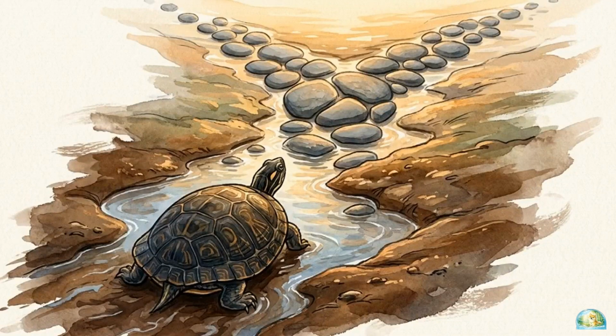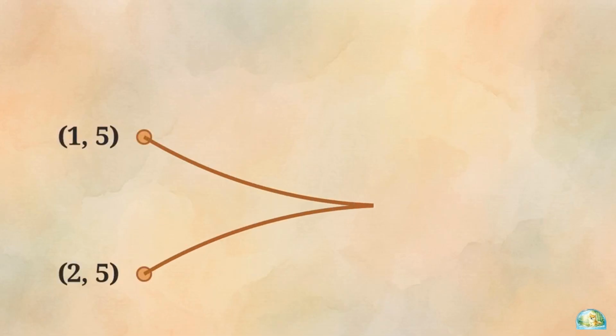But there is one final check. We have to decide if this return path is actually a valid function. Look at this section of the original path. The inputs 1 and 2 both lead to the exact same destination, an output of 5.